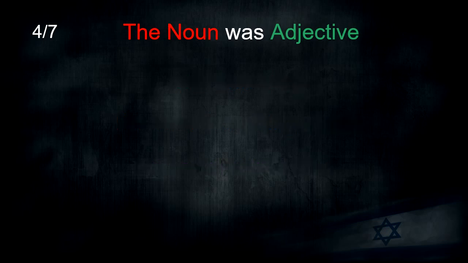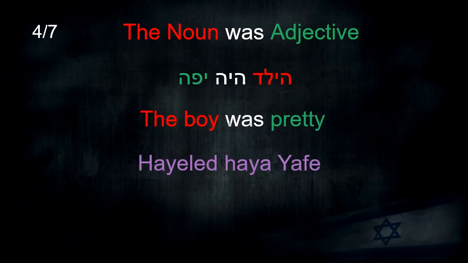The fourth structure is when we want to say new information about the noun in the past. So in English we'll say the noun was adjective. For example, the boy was pretty. In Hebrew we'll say הילד היה יפה.